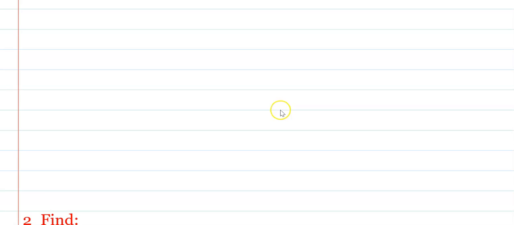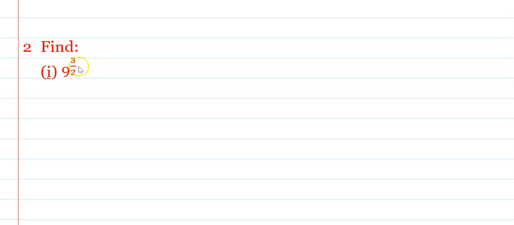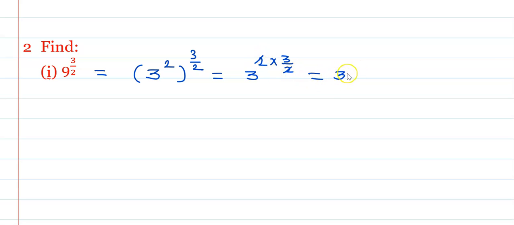Okay. Now the next example. Find the value of 9 raised to 3 by 2. It's very simple. 9 means what? 3 raised to 2, and the whole bracket raised to 3 by 2. And here you will get 3 raised to 2 into 3 by 2. This 2 will get cancelled, and here you will get 3 raised to 3, and that is equal to 27.